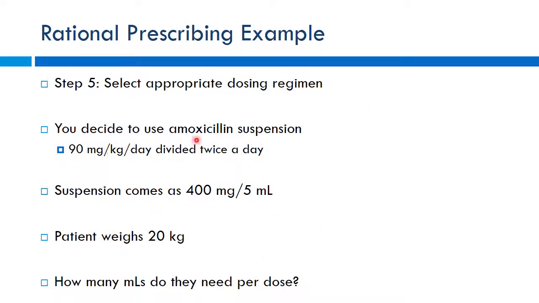So now that I'm selecting, okay, I want to do amoxicillin, I'm going to do 90 mg per kilo per day, divided twice a day. Let's say the suspension comes as 400 milligrams per 5 ml, and the patient weighs 20 kilograms. Well, how many ml should the patient get?